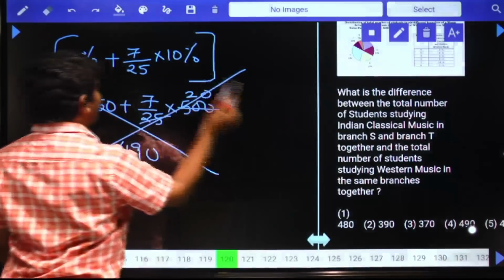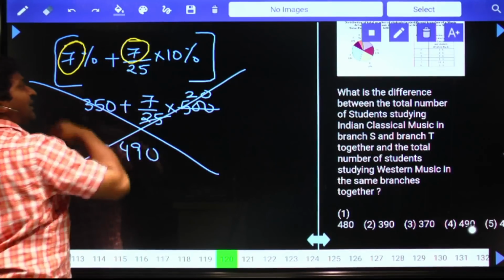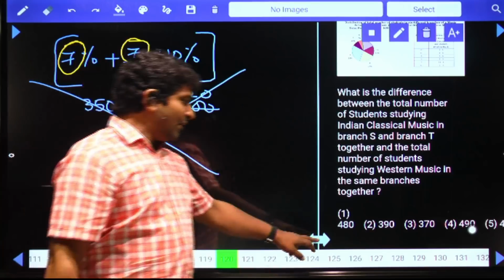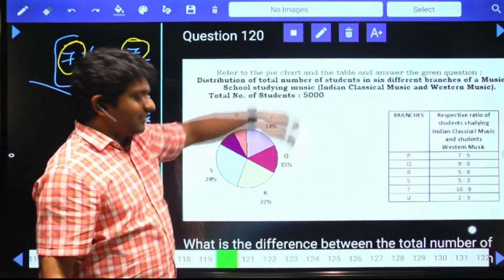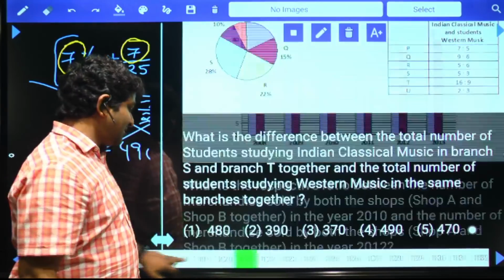That's the point I told you already. The sum should be a multiple of 7. Only one option is there, 490. That is the direct answer. Next.